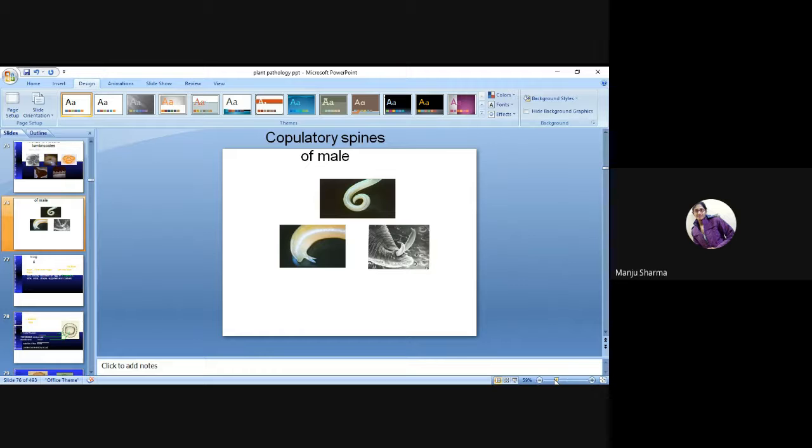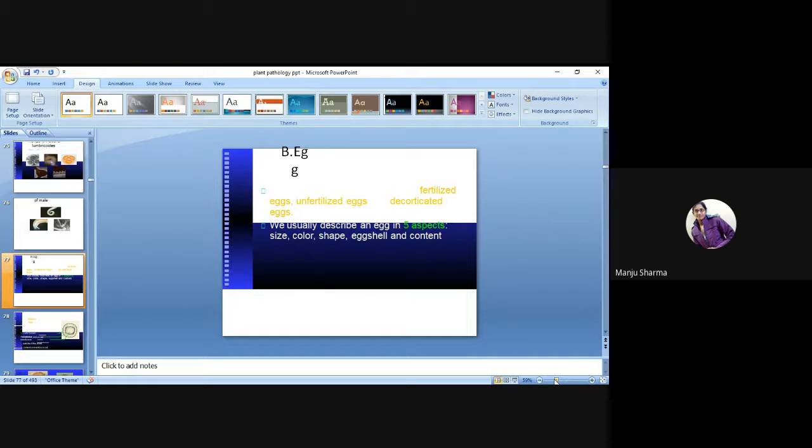Copulatory spines of male. There is the egg, basically the unfertilized eggs and the fertilized and decorticated eggs. We usually describe an egg in five aspects: size, color, shape, egg shell, and content.